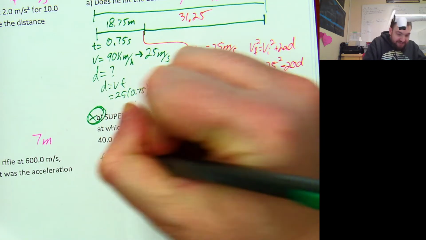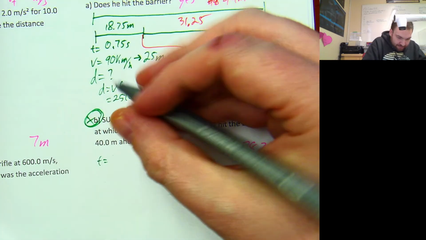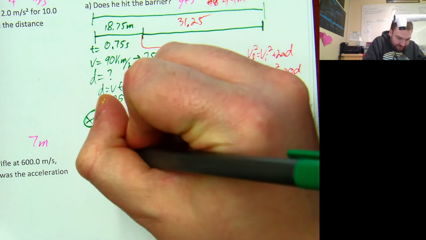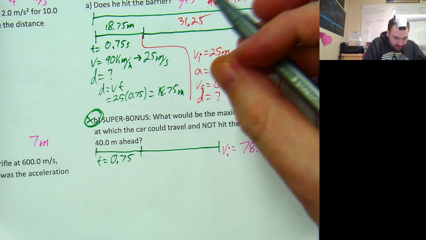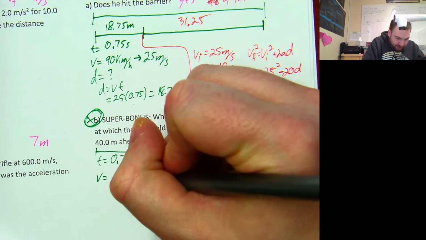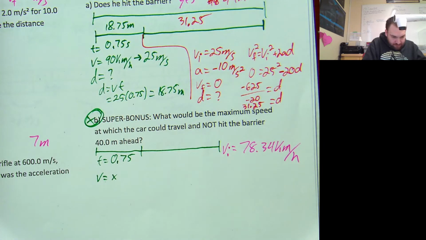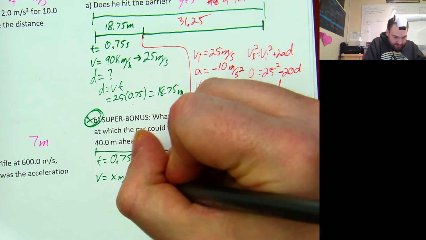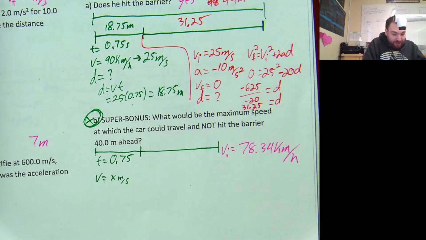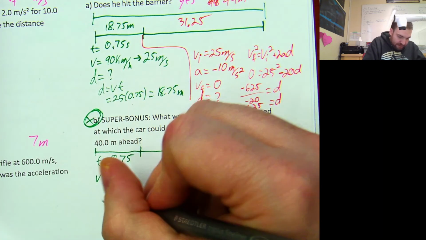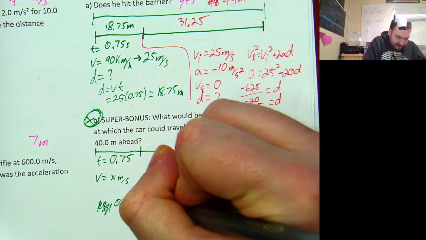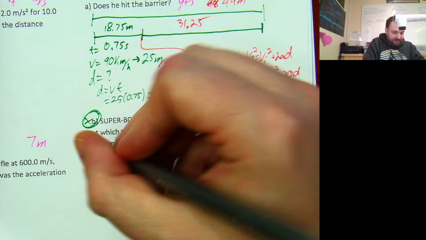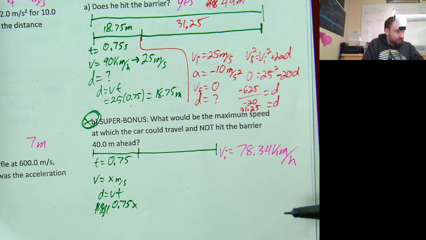So my time is still, it's the same setup here. Time for that first piece is still going to be 0.75 seconds. The velocity, I'm just going to call x in meters per second. So we know that this initial distance traveled is 0.75x, because d equals vt. We cool with that? Okay.